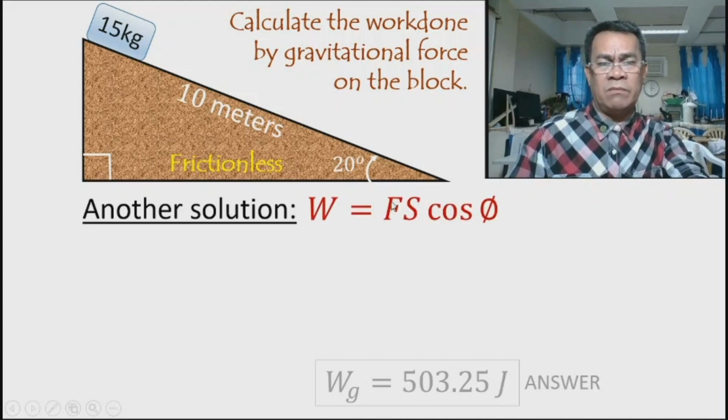This is work done by a constant force. Constant force means that this force didn't change. Since we are looking for the work done by gravity, F should be the weight. S should be the displacement, which is 10 meters. And what is the angle P?